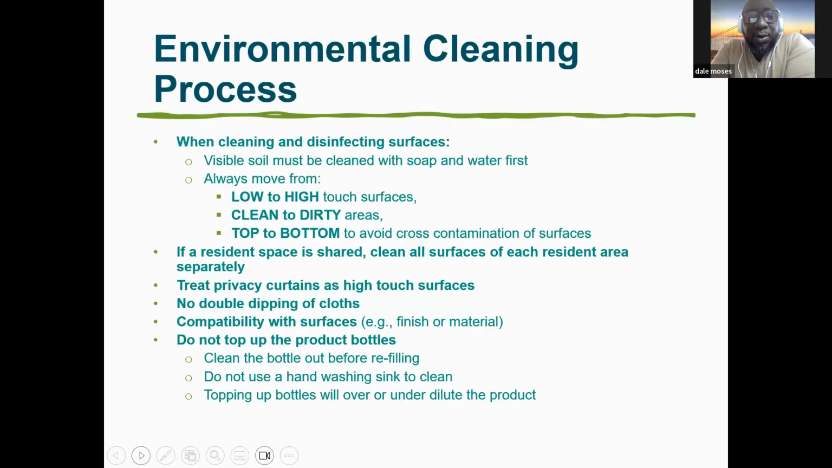And then topping up bottles will under-dilute the product. I've seen this before where you have a bottle you've been using all day. Instead of going back and remixing, a person will take the disinfectant and pour it inside the bottle. Don't do that, because the ppm, parts per million, or the efficacy of that may be higher or maybe lower depending on what you're putting in to dilute the chemical disinfectants. So be considerate of that as well.